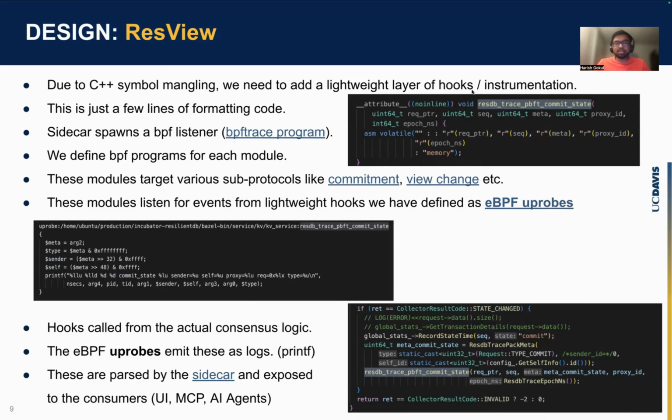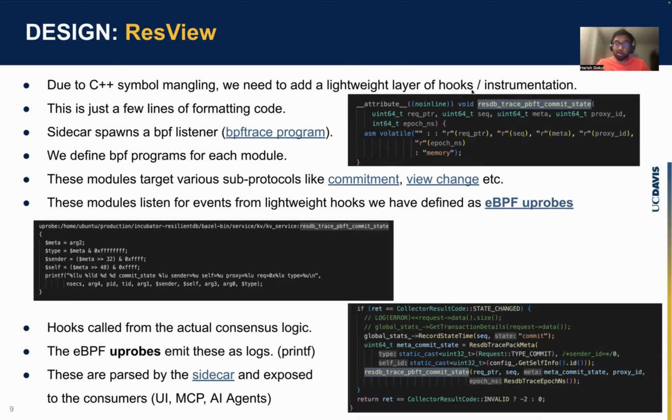These modules listen for events from lightweight hooks we have defined in our codebase as eBPF uprobes. So for example, the ResDB trace PBFT commit state is the code which is present inside our codebase. And the uprobes are defined as a separate module, and these essentially print out or emit logs.